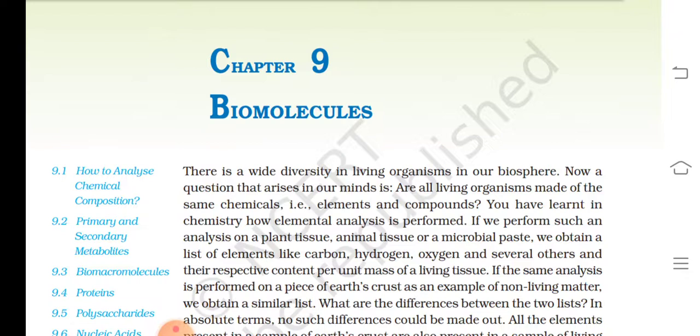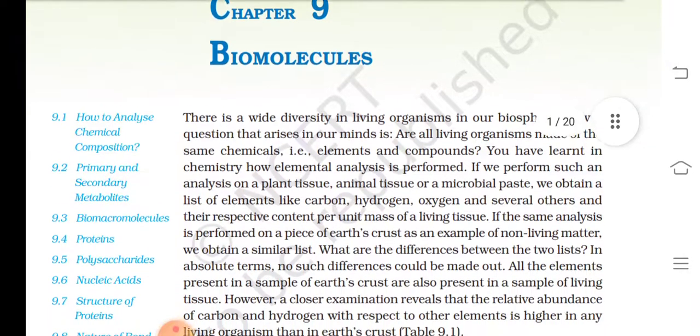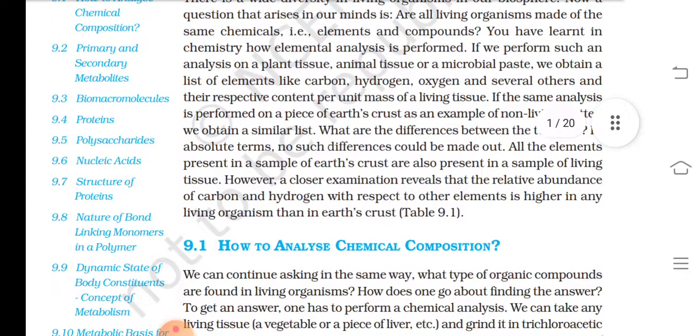of elements like carbon, hydrogen, and oxygen, and several others, and their respective content per unit mass of a living tissue. If the same analysis is performed on a piece of earth crust as an example of non-living matter, we obtain a similar list. What are the differences between the two lists? In absolute terms, no such differences could be made out. All the elements present in a sample of earth crust are also present in a sample of living tissue.